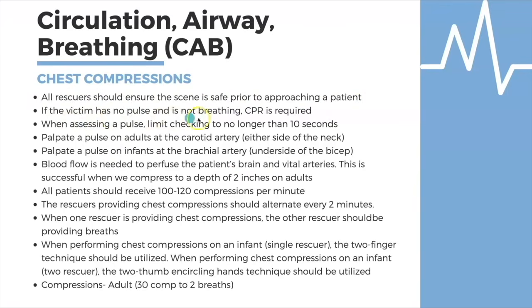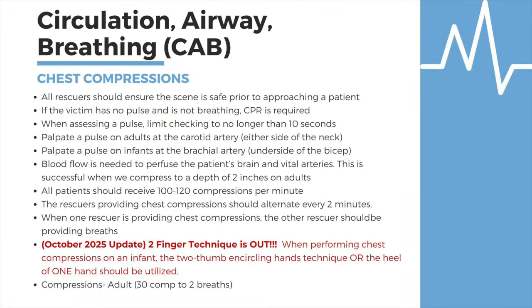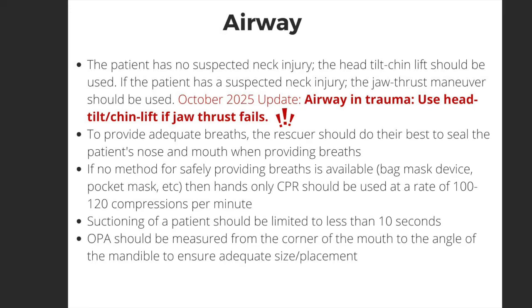If the victim has no pulse and is not breathing, CPR is required. This is more for BLS, but October 2025 update. Two-finger technique is out in infants. When performing chest compressions on an infant, the two-thumb encircling hands technique or the heel of one hand should be utilized. As a reminder, if there is a neck injury and you cannot get an airway, you may now use the head tilt chin lift if the jaw thrust fails. But again, that's if the jaw thrust fails.